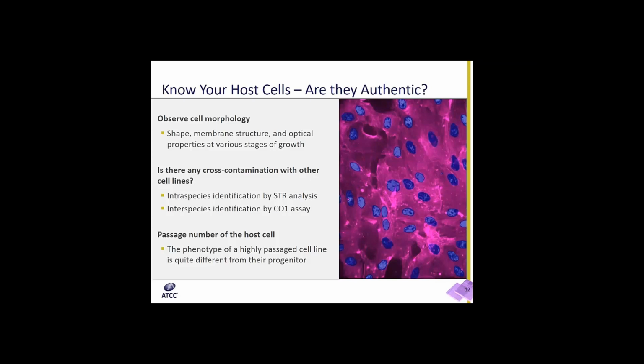It is also important to pay attention to the passage number of the host cell because the phenotype of a highly passaged cell line is quite different from its progenitor cells. Our routine practice at ATCC is to take a cell line from the master seed bank and then grow it up to 10 passages when we use it for virus culture.